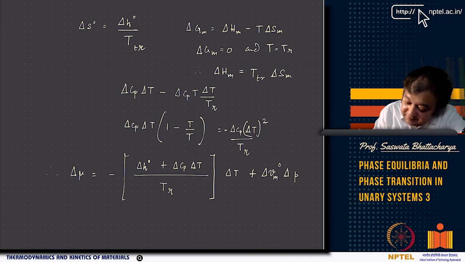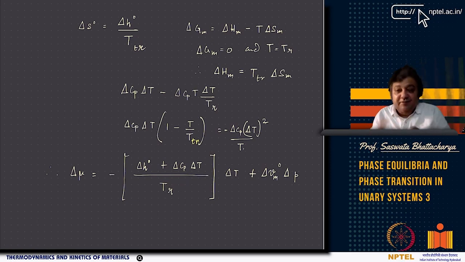Is the transformation temperature, sometimes T_tr can be replaced by T_b, which is basically the boiling point, the equilibrium between the liquid phase and the vapor phase, or it can be the melting point, which is the equilibrium between the solid phase and the liquid phase. So in this way, I can write delta mu as a function of delta H naught.